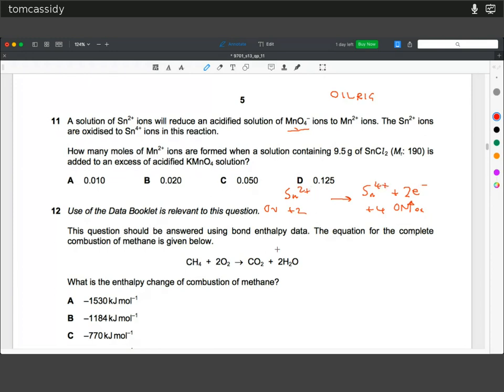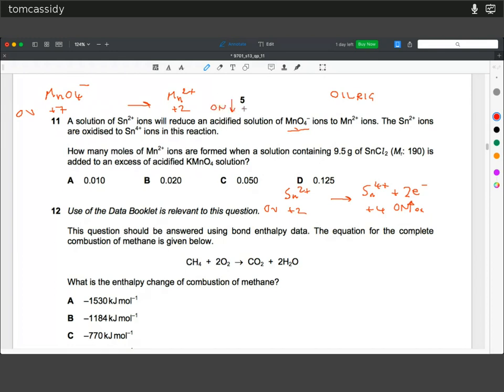So we know that's right. From the manganate ions, let me just have some space up here. You've got those ions there, and it tells you in the question that they're going to Mn2+. Work out the oxidation number of manganese. Here, it's going to be +7. Over here, it's +2. So the oxidation number is going down.